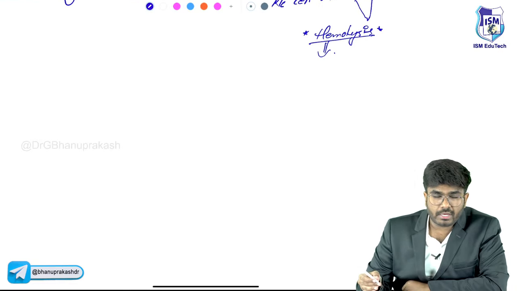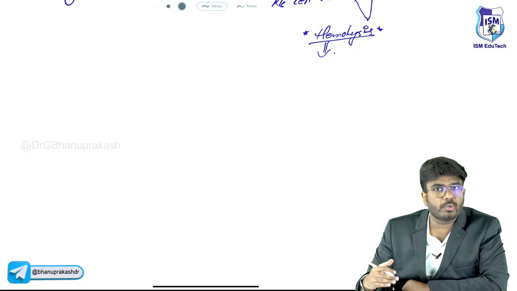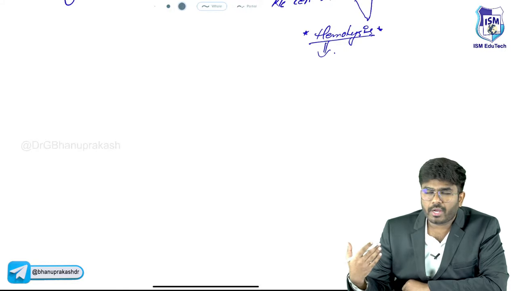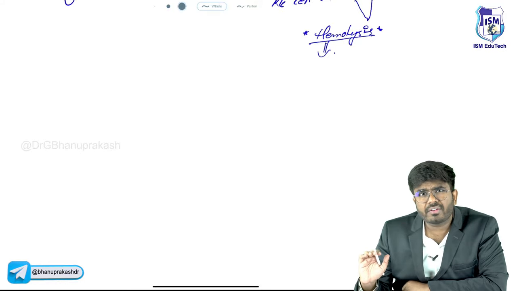The RBCs are getting broken down. Hemoglobin is released. Hemoglobin will be broken down further into heme and globin. Globin is used by the body back. It's a protein which is degraded and amino acids are produced. Those amino acids are reabsorbed by the body. But what about this heme? Heme is broken down into protoporphyrin and iron. The protoporphyrin is converted into bilirubin. Already we have discussed all these things.